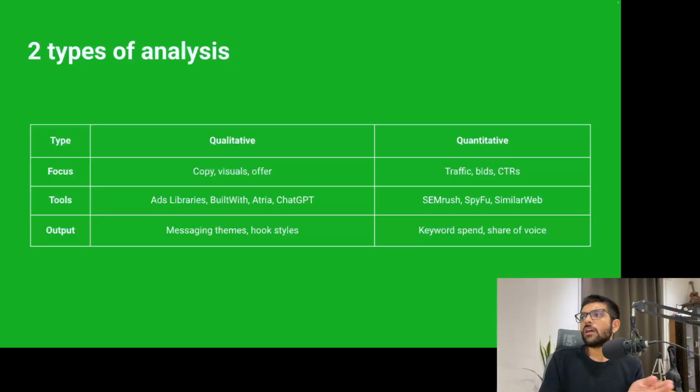On the other hand, we have quantitative analysis. We see traffic, bids, CTAs. What tools can we use? SEMrush, SpyFu, Similarweb. There are many more. Ahrefs also can be used for this. Keyword spends, share of voice, etc. will come from there. Geographic targeting, percentage, bounce rate, etc. will come from that.